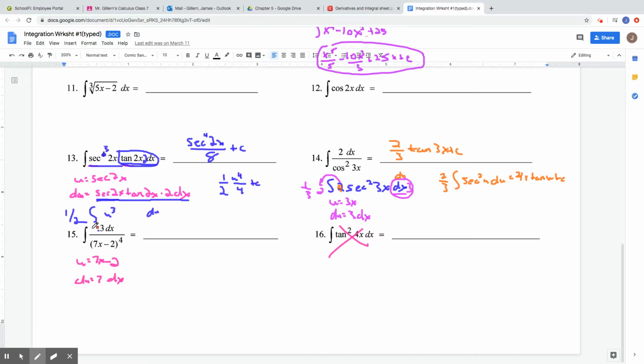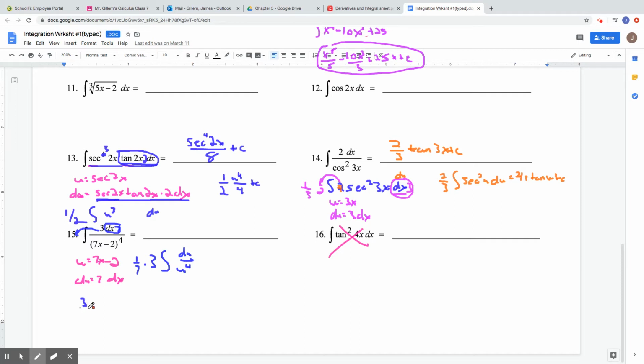Once again, this 3 means nothing. Move it to the outside. So there's going to be 3 on the outside of the integral, but there's also going to be, I need a 7, because that's my du. So I put a 1/7 on the outside. 1/7 times 3 is going to give me a 3/7. All right, so then I have du over u to the 4th.